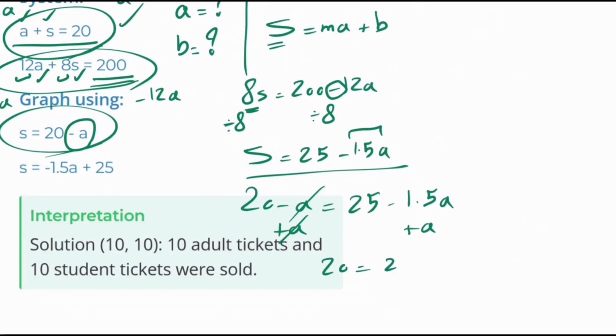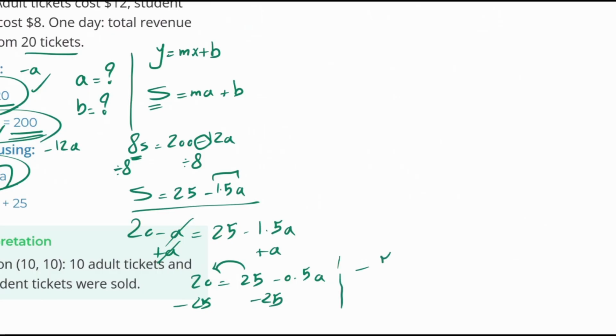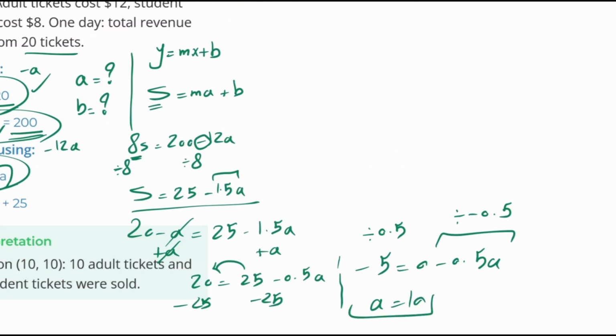20 equals 25 subtracted by half a. After that, I have to make sure that this number is going to move over here. Subtract both sides by 25. So what do I have? I do have negative 5 equals 0 subtracted by half a. So I have to divide both sides by negative half. If I do that, my a is going to be 10 itself. Be careful about negative and negative. Negative divided by negative is positive, just like negative times negative is positive itself.